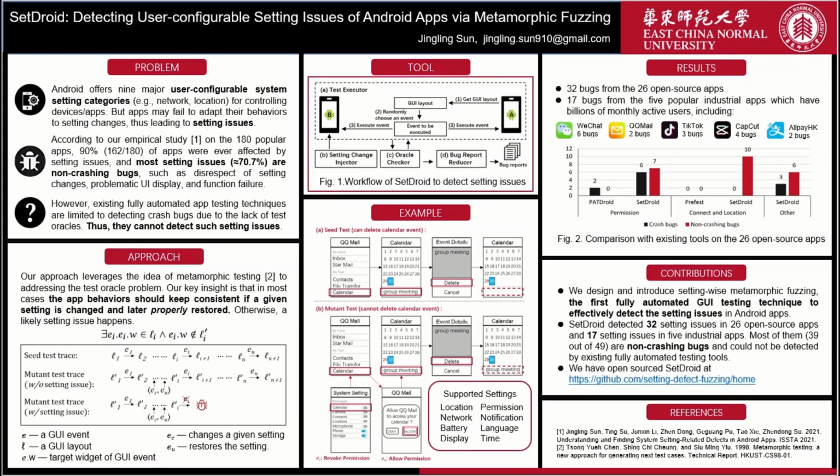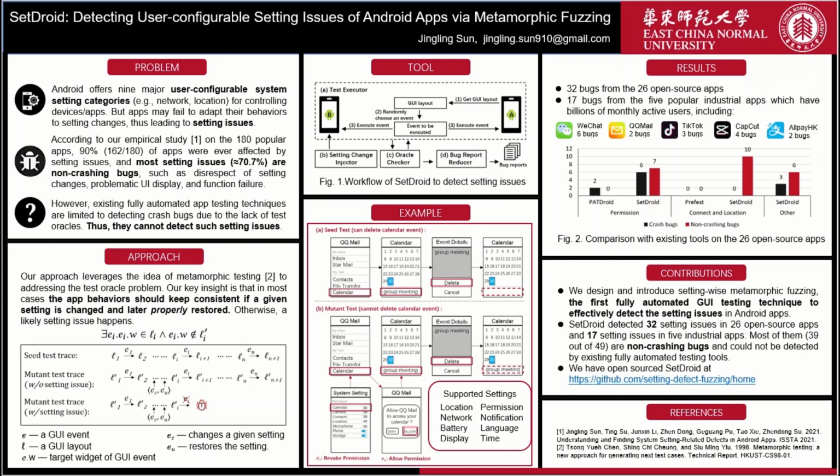We realized our approach as a tool named SetDroid, which contains 3 main modules. The test executor explores the same app on 2 identical devices at the same time. The setting change injector randomly injects a setting change event into device B and restores the setting when the app asks the user to change the setting by an allow dialog, which is demanded by Android design guidelines. The oracle checker checks whether the oracle checking rule is violated.